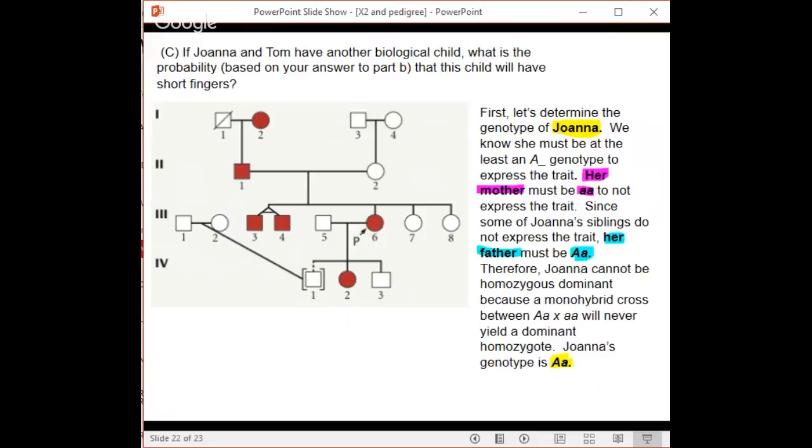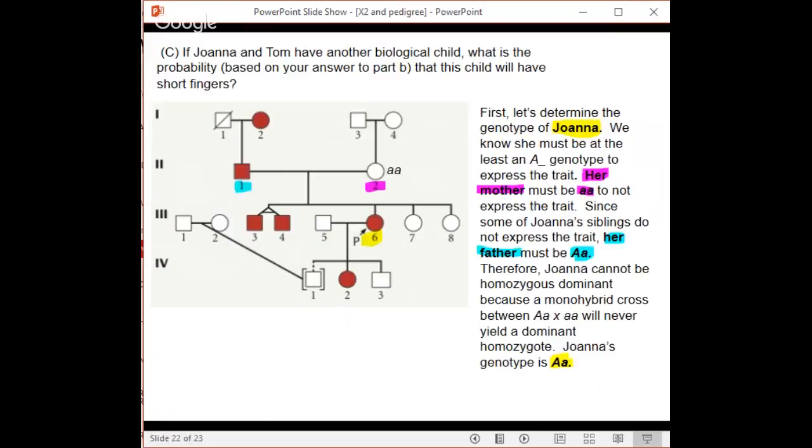So since we figured that out, now we have to find the probability that if Tom and Joanna have another biological child, how likely is it that the child will have short fingers? To do this, we need to figure out the genotype of Joanna. Since this is an autosomal dominant trait, we already know that Tom is homozygous recessive because he is not presenting the trait. So here's Joanna. We know that she must have at least one dominant copy of the allele to express the trait. Here's her mother. Since she is not presenting, she must be homozygous recessive.